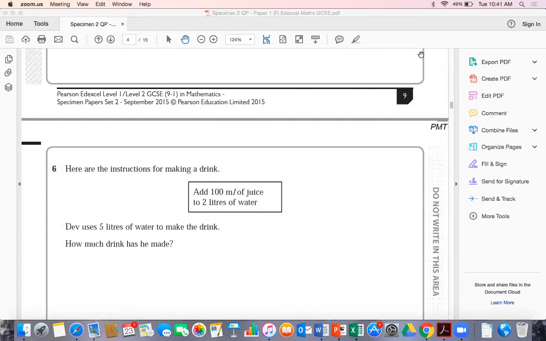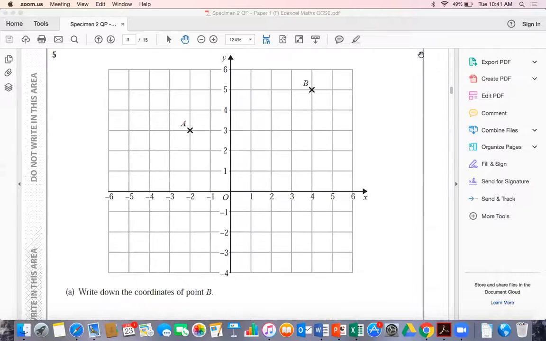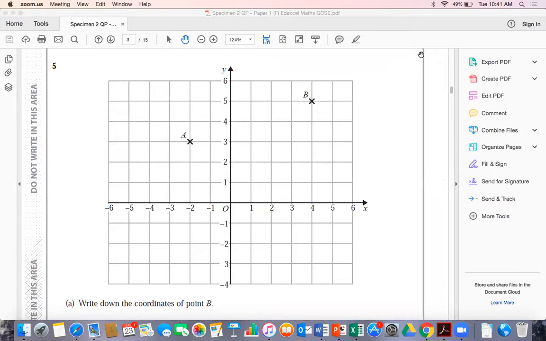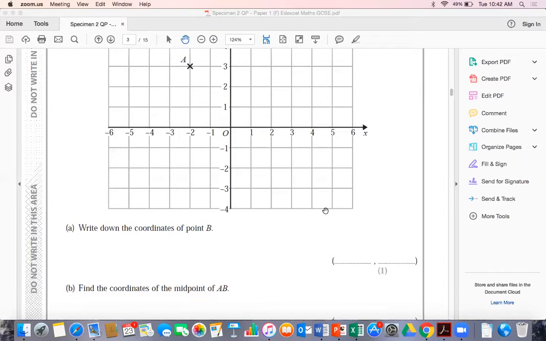What was the next question you all had? The graph, number 5. They printed this graph, is it for you all? Write down the coordinates of point B. 4 and 5. How do you write coordinates? X first, then Y. So you open bracket 4 comma 5 close bracket. Okay. What's the midpoint?